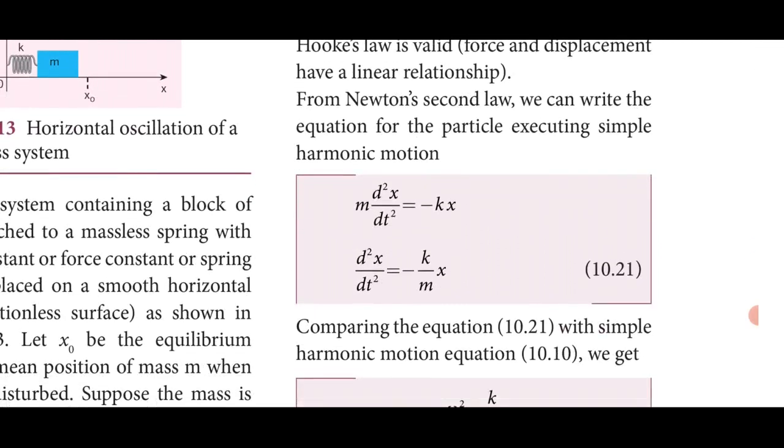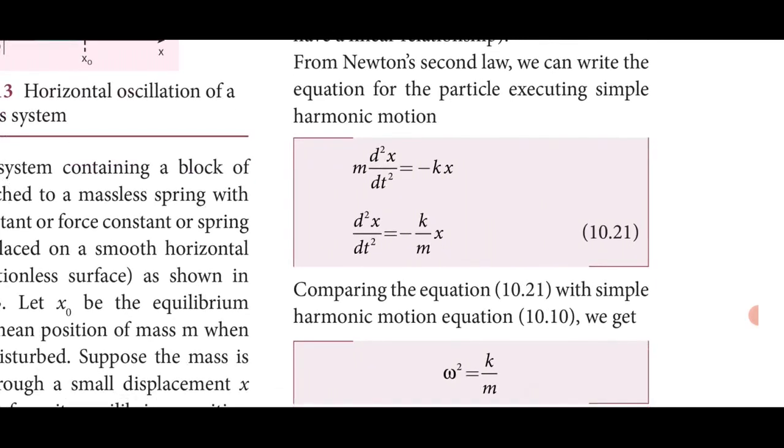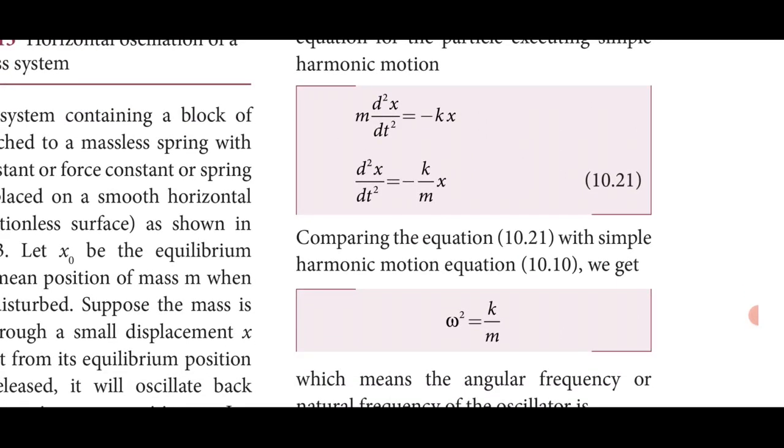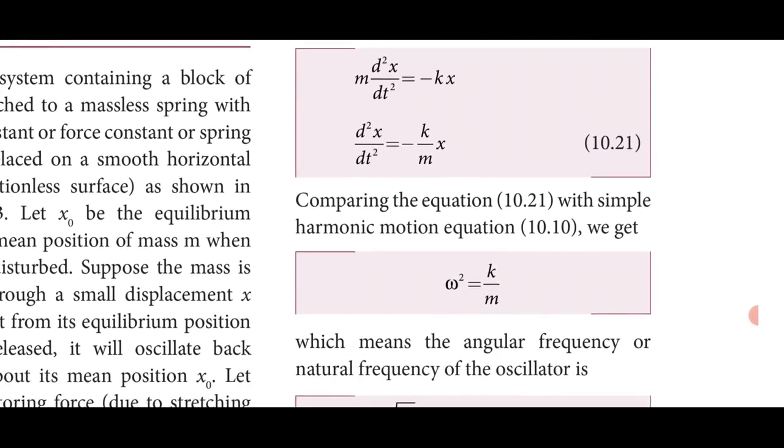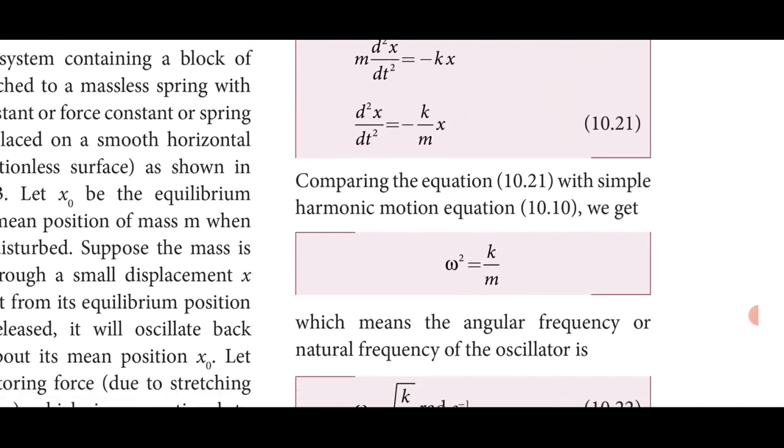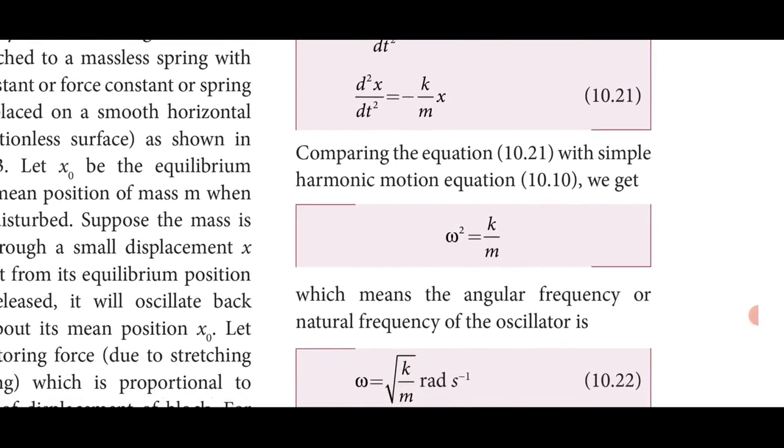So we know Newton's second law. What is Newton's second law? Force is equal to mass into acceleration. So we can write the equation of the particle executing simple harmonic motion, that is m d square x by dt square is equal to minus kx. So d square x by dt square is equal to minus k by m into x. We are getting this equation.